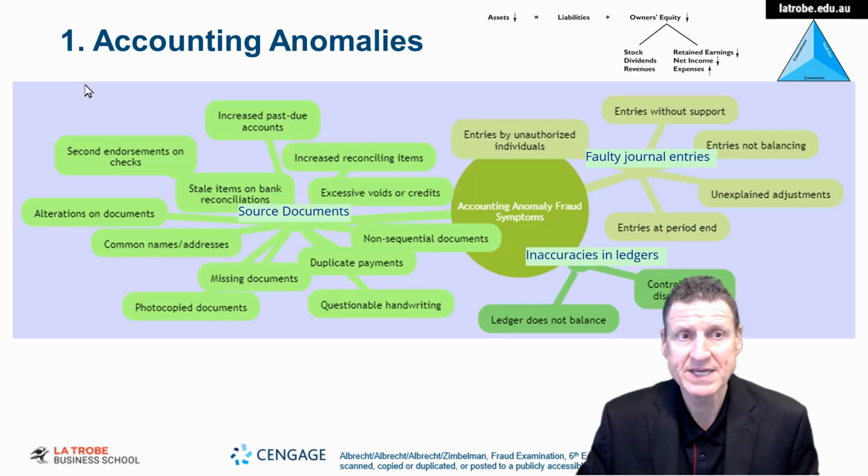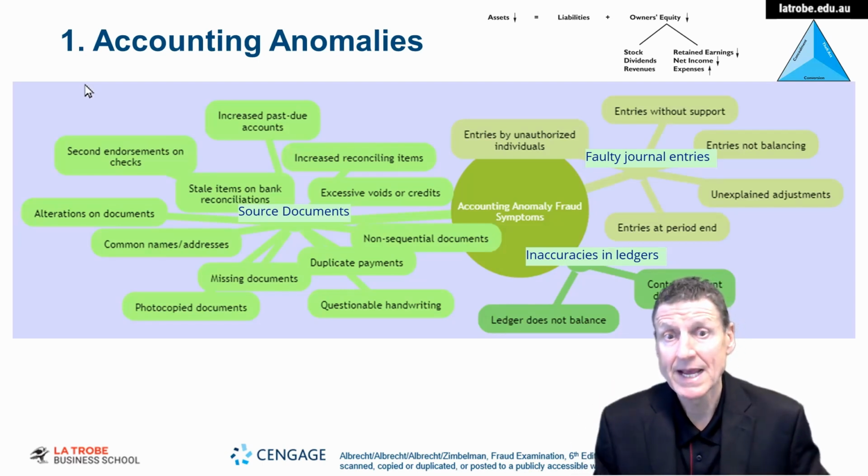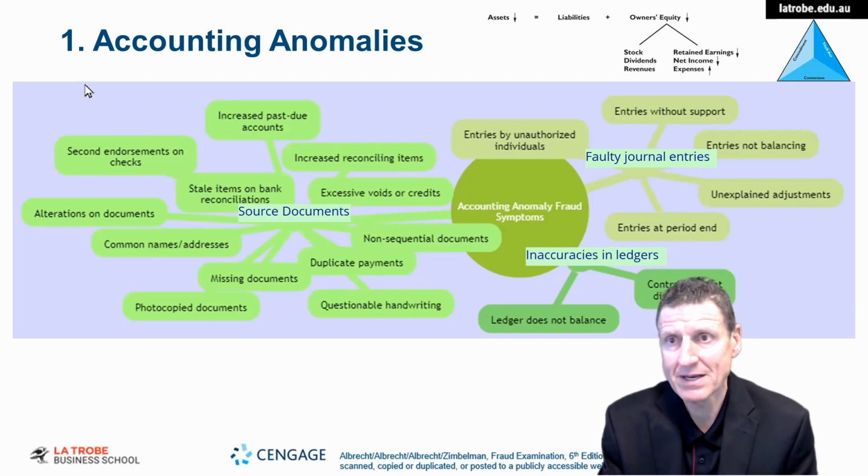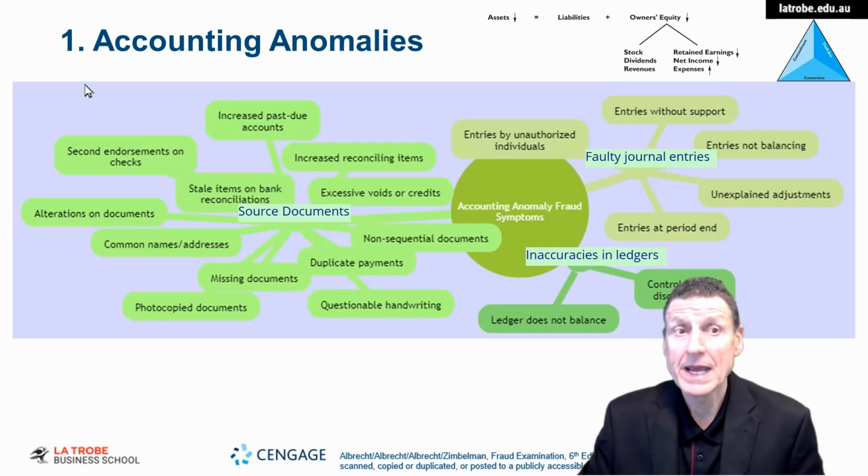All right. Duplicate payments, missing documents, common names and addresses. Actually, if you look at a lot of the examples, cases in the textbook, a lot of the frauds were taking place where they had common names and addresses, because that's where the fraudster can control, say, the post office box of a particular fake vendor, supplier, customer, where they can control the receipt and delivery of mail associated with a fake vendor. All right. Increased past due accounts, increased reconciling items, and so forth. So there are lots of things going on here that can be looked at to look for accounting anomalies.